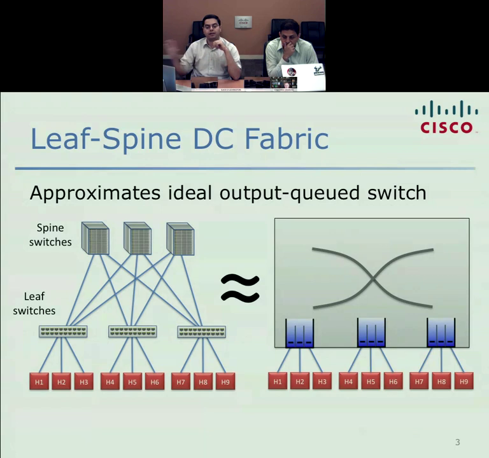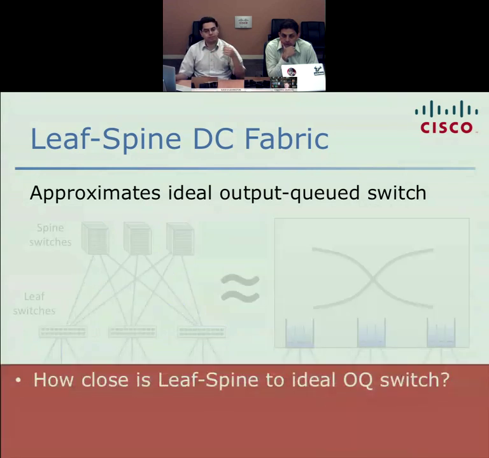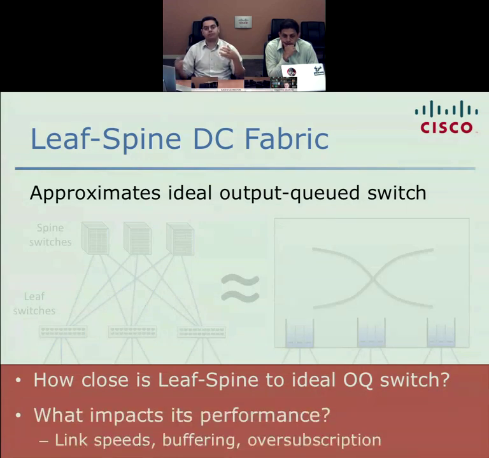So the leaf spine is trying to approximate this ideal switch, and really our goal in this little study was to try to understand how close the leaf spine fabric really is to an ideal output queued switch. And importantly, what are the key factors that impact its performance, especially focusing on those factors that the network architect has easy control over. Things like the choice of link speeds, or the buffering at the different tiers of the leaf spine fabric, or things like oversubscription.